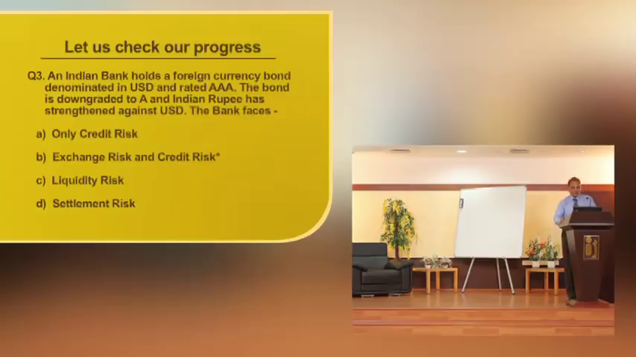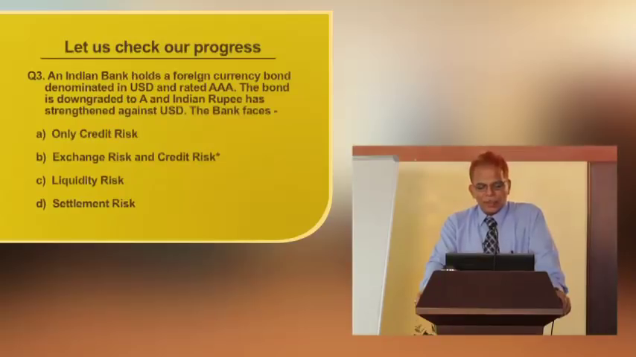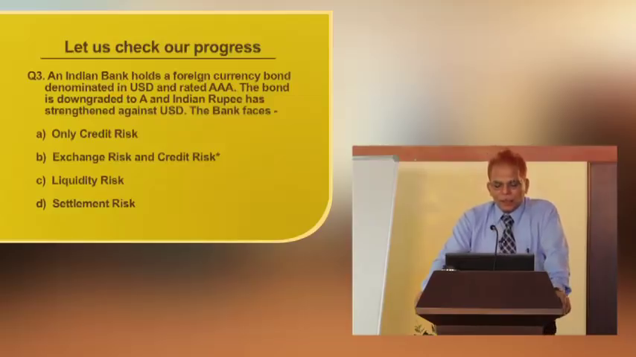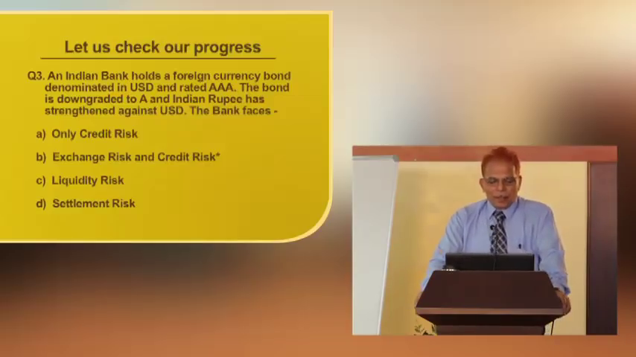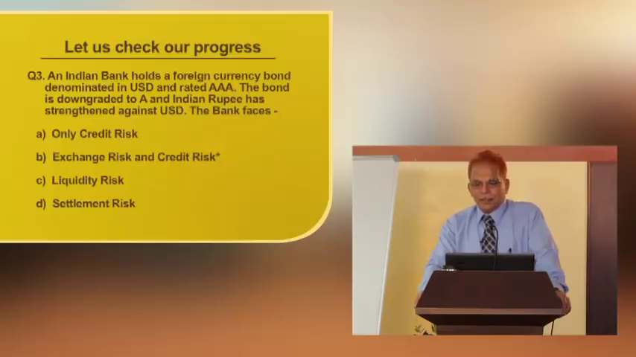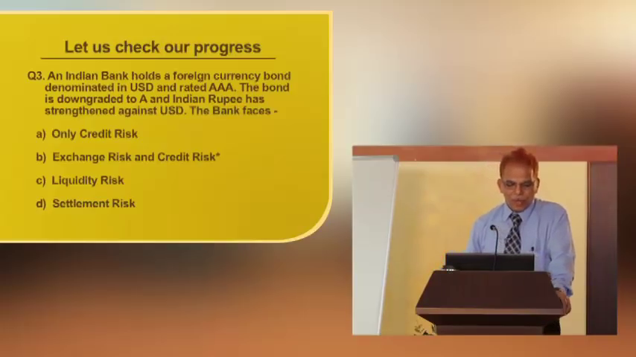An Indian bank holds a foreign currency bond denominated in USD and rated AAA. The bond is downgraded to single A and the Indian rupee has strengthened against USD. The bank faces, we know that any investment which is denominated in foreign currency is subject to exchange risk. And if there is a rating migration, AAA migrating to A, definitely there is a credit deterioration. So the bond is exposed to credit risk also. So B, exchange risk and credit risk, is the correct answer.